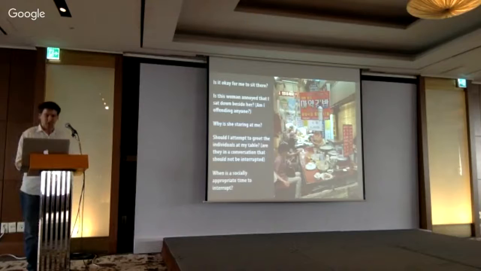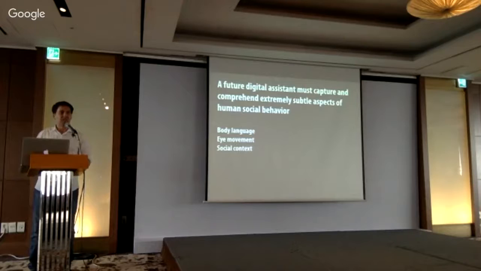So a future digital assistant, in order to handle the really interesting stuff, is going to have to capture and comprehend the extremely subtle aspects of human social behavior. You're going to need a lifetime of interacting with society to be able to appropriately interact with society. And that includes understanding body language, eye movement, social context. And that immediately drives up the technical specifications of these systems from simply being able to evaluate a deep network on a high-resolution image and give me bounding boxes for where all the stuff is, or a segmentation for where all the stuff is.